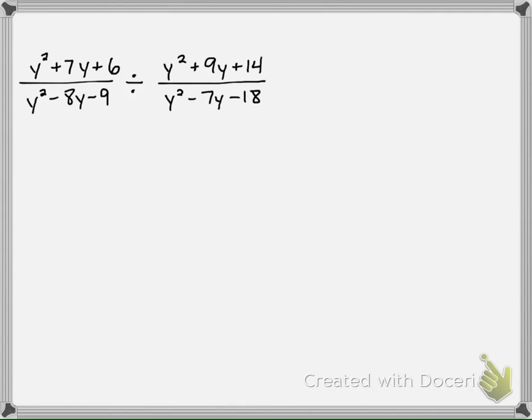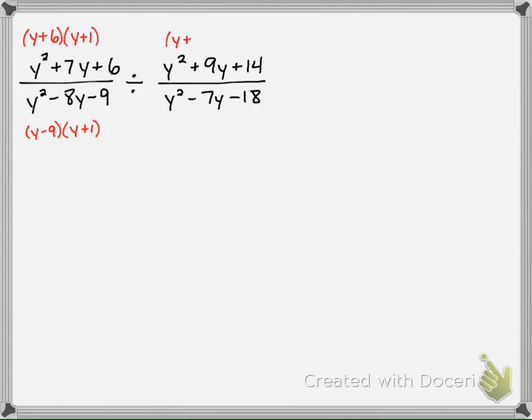So first I'm going to factor the first numerator, and that's going to factor into y plus 6 times y plus 1, because 6 times 1 is 6 and 6 plus 1 is 7. Then I'm going to factor the denominator. That gives me y minus 9 times y plus 1, because negative 9 times 1 is negative 9, and negative 9 plus 1 is negative 8.